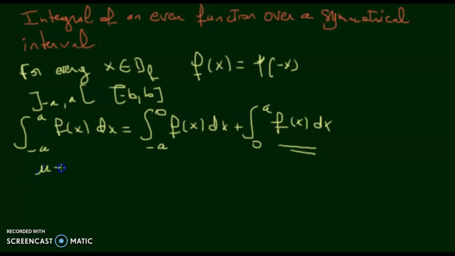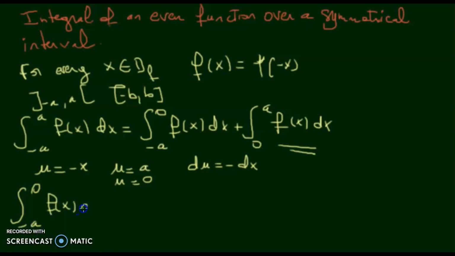I'm going to take u equals -x. So when x equals -a, u equals a. Now we have our bounds. When x equals 0, u equals 0, and du equals -dx. So I'm going to proceed. The integral from -a to 0 of f(x) dx equals the integral from a to 0 of f(-u) times -du.